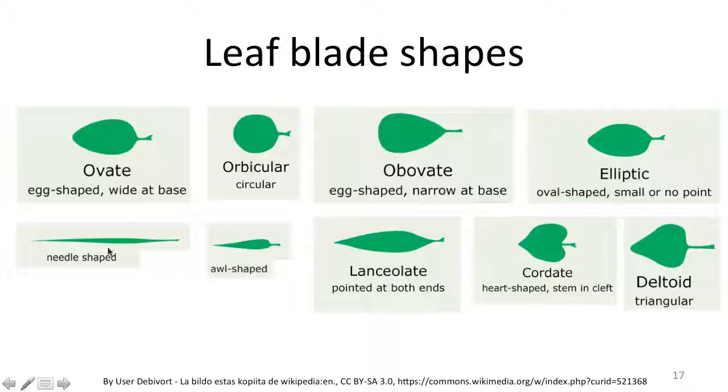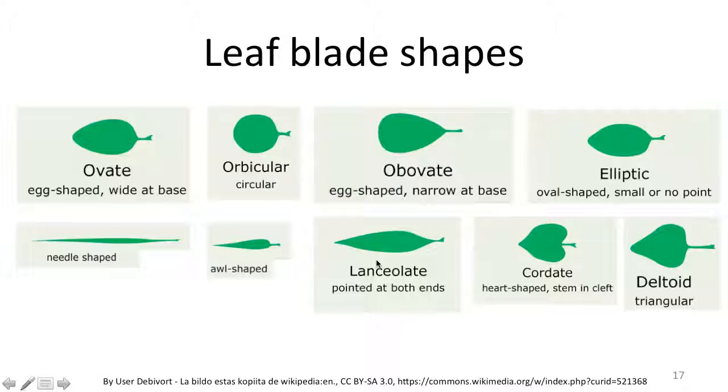The first is needle-shaped, and the needle shape is basically very long and very thin. In this example, it widens a little bit in the middle, but oftentimes it just looks kind of like a narrow cylinder, the same width its entire length. Next is an awl-shaped leaf, and in this shape, it is widest at the base, and then it narrows or tapers to a point at the other end.